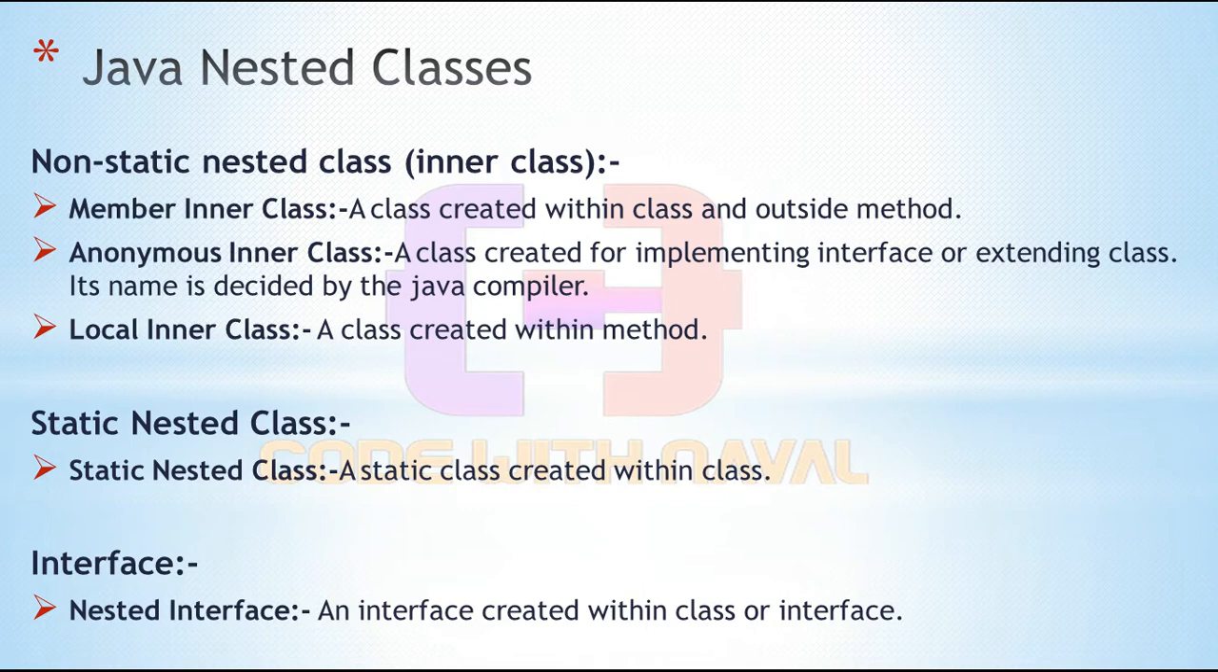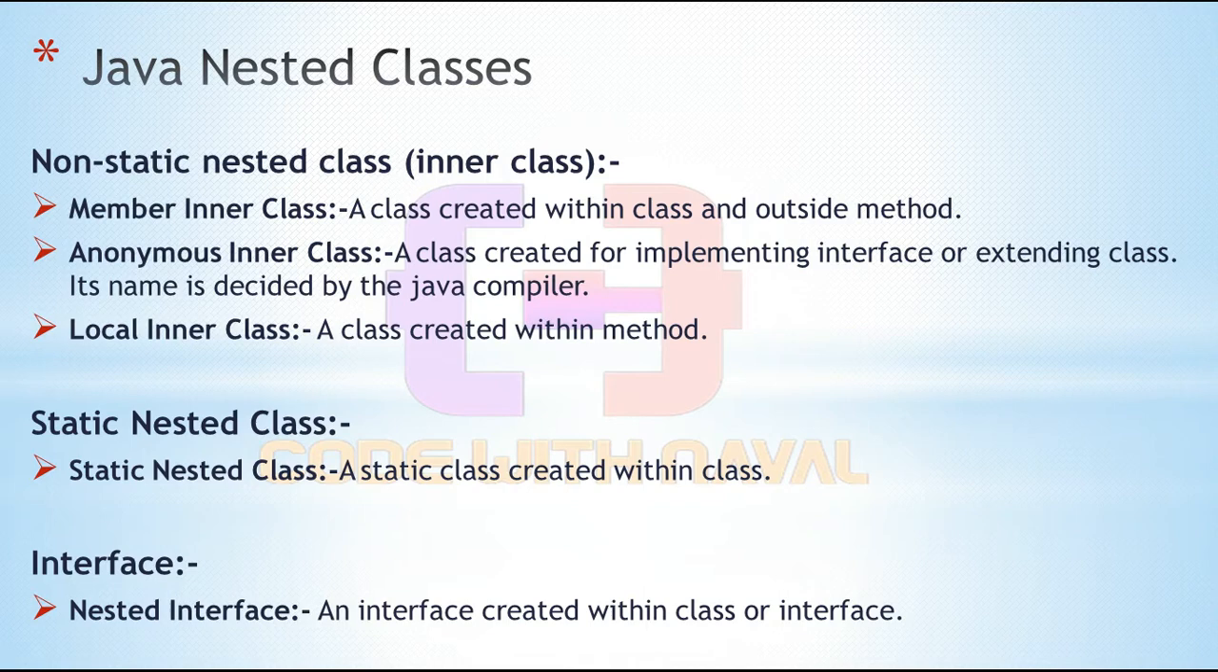Anonymous inner class is a class created for implementing an interface or extending a class. Its name is decided by the compiler; we don't provide any name. Then we have the local inner class, a class created within a method, just like a local variable. We can create a local inner class there.